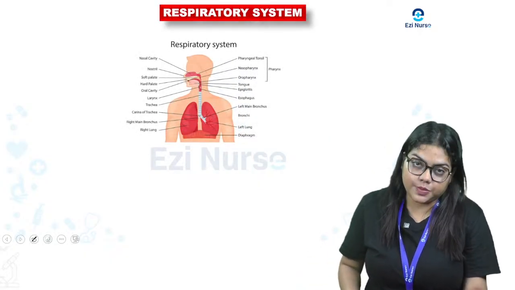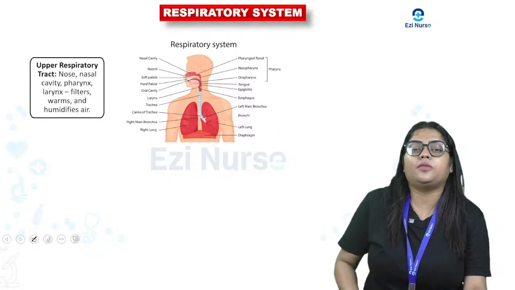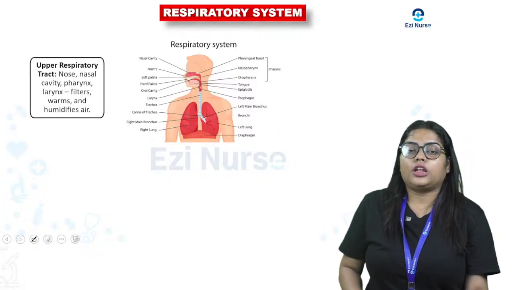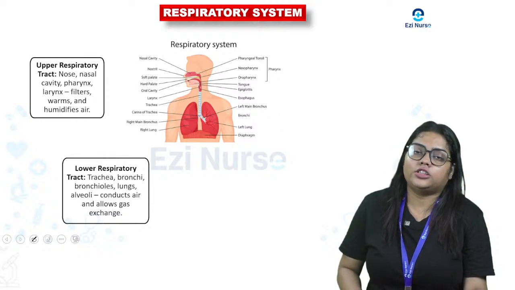Let's talk about the respiratory system. We can divide the respiratory system into two parts: the upper respiratory tract and the lower respiratory tract.